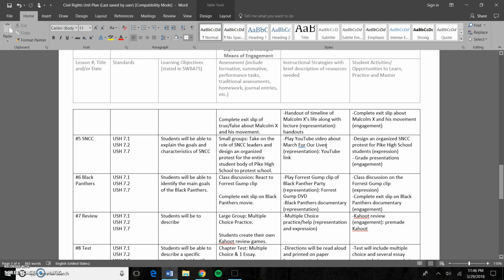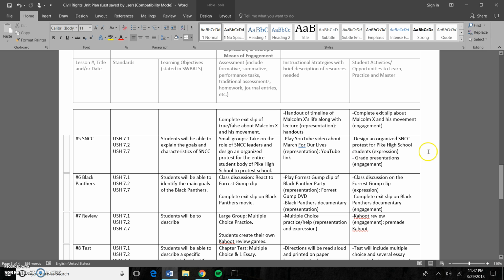Again, it's a very current example of students and how they organize, and very similar to SNCC, so it ties in very well. Then the students will be designing an organized SNCC protest for Pike High School students.